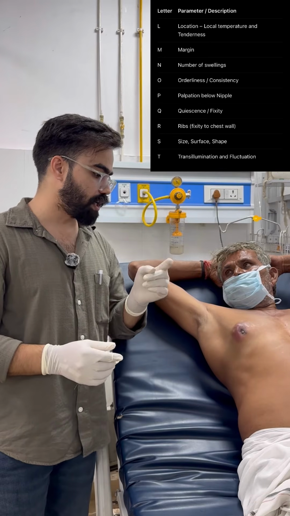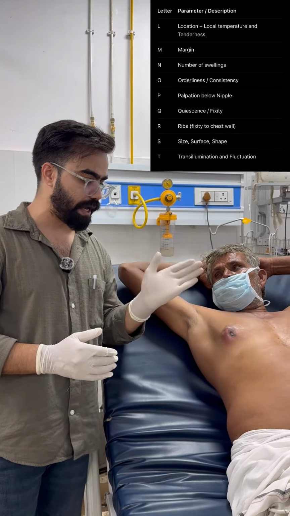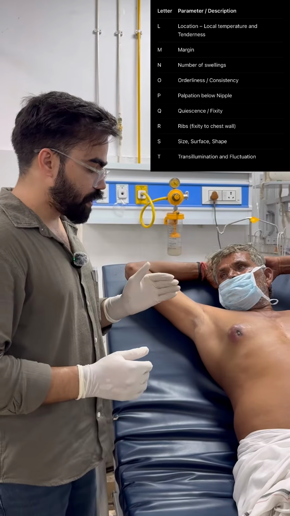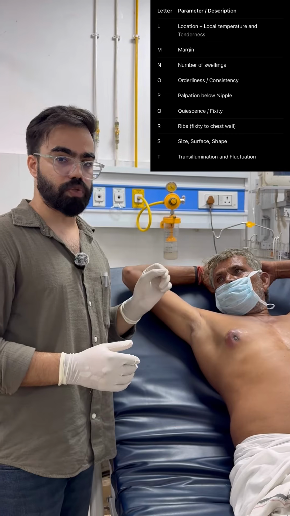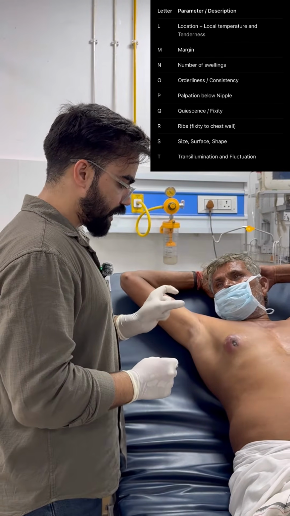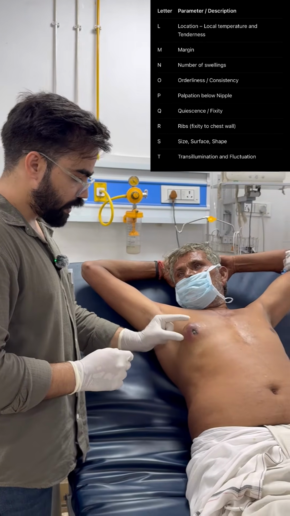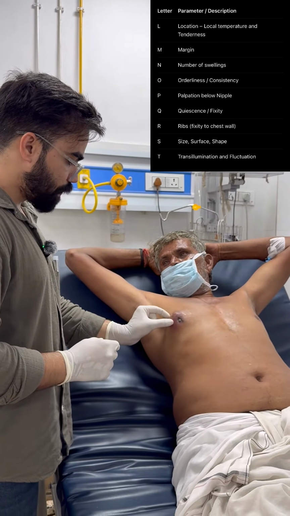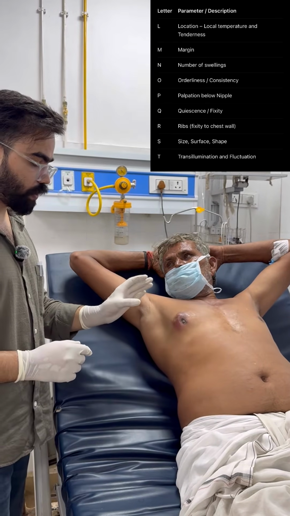For palpation, the mnemonic we have made is in alphabetical order starting from L to T. Now, what does L stand for? First of all, whenever you see a patient with a lump, the first and foremost thing we need to do is the location of the swelling. Now, in this particular case, the patient has a swelling in the upper and outer quadrant of the breast, extending from the upper inner quadrant, upper outer quadrant, and lower outer quadrant. That's the location of the swelling.